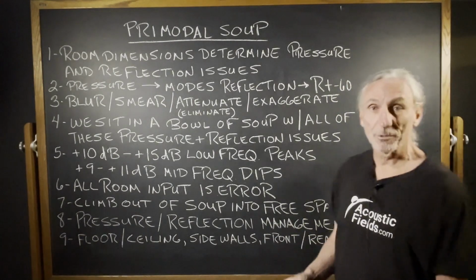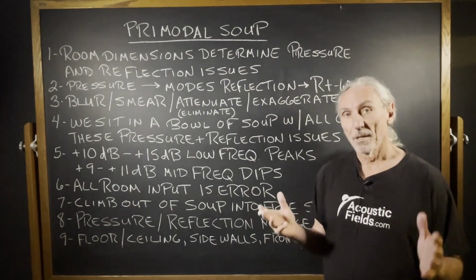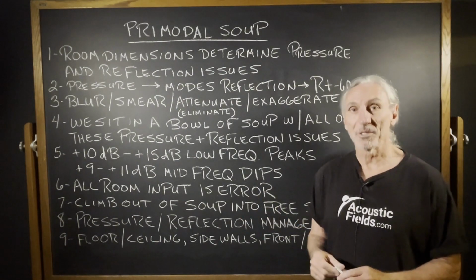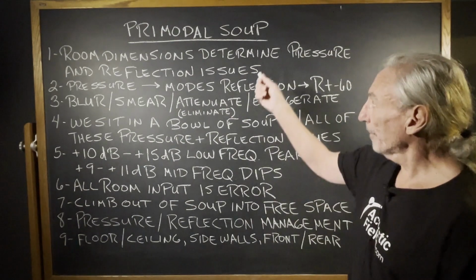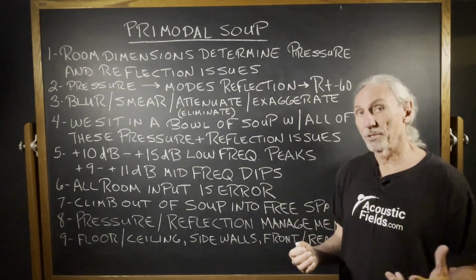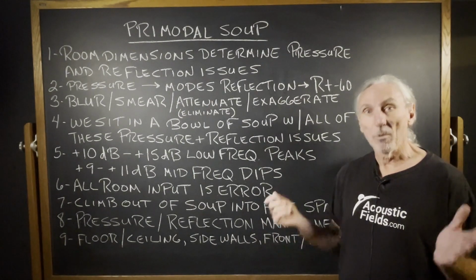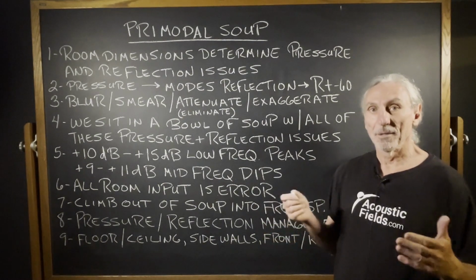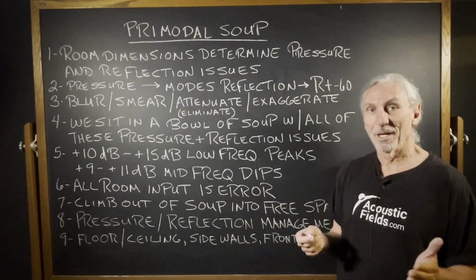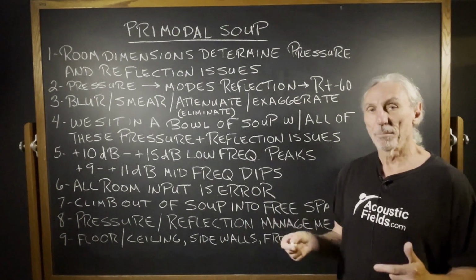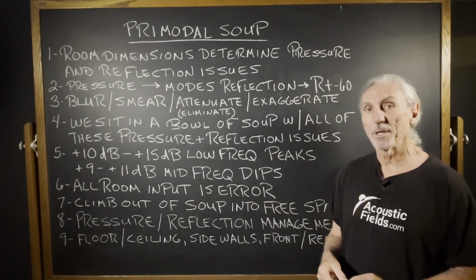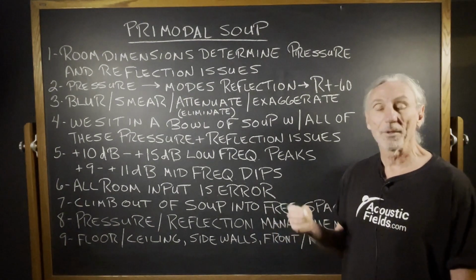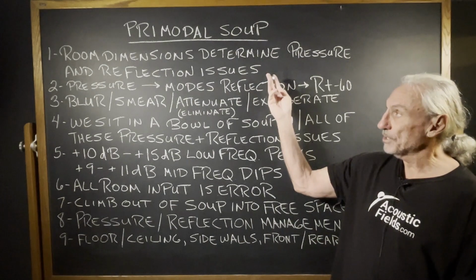Today we're going to talk about Primodal Soup. Kind of a play on words here, but our room is full of a lot of distortion, because all input into a room is distortion if you think about it. So the room dimensions determine the pressure issues that we're going to have. Wave energy simply won't fit in certain dimensions, and more importantly, two dimensions can work against each other and even cause more problems. So for simplicity's sake, let's just say that the dimensions of the room are working against us in terms of pressure, and certain wavelengths of energy will not fit. When they don't fit, they create modes, which is unwanted pressure.